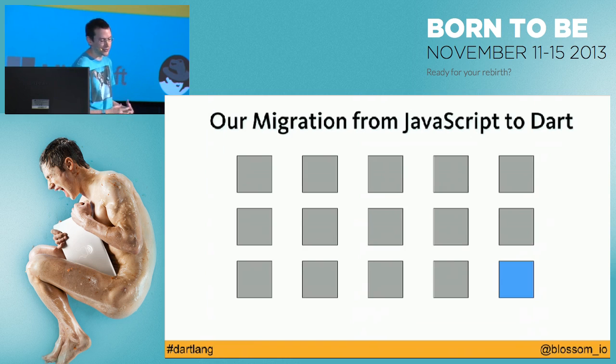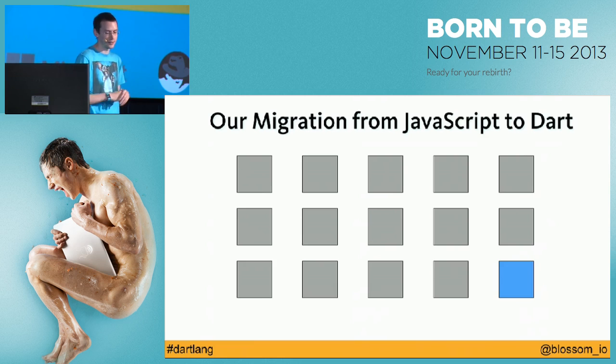So we decided to migrate our existing JavaScript code base over to Dart. And that turned out to be way easier than we thought, because there's something called JavaScript interop, where you can call Dart code from JavaScript and JavaScript code from Dart. And we basically identified parts in our code base that were fairly independent of each other and started to migrate them over one after the other on a widget by widget basis.